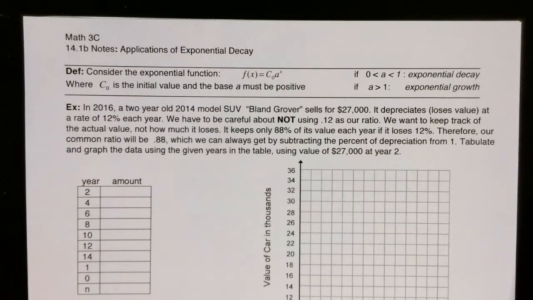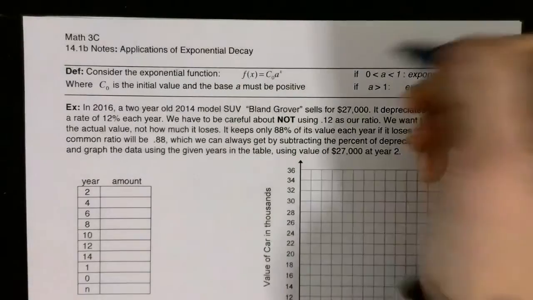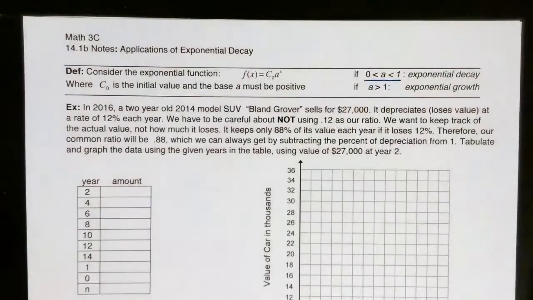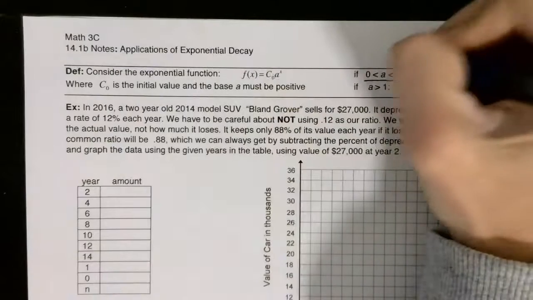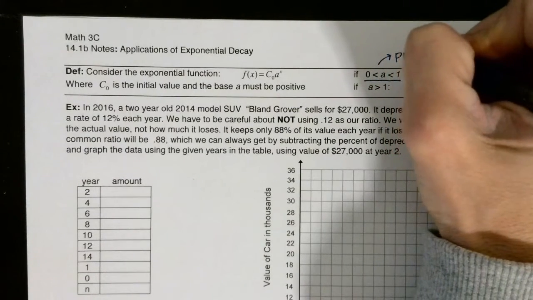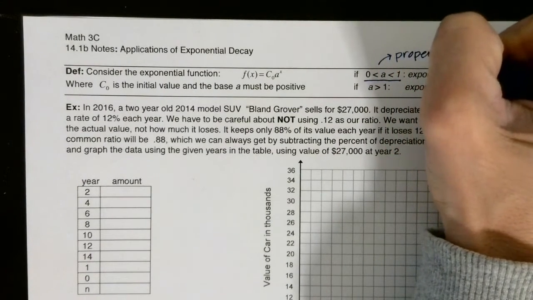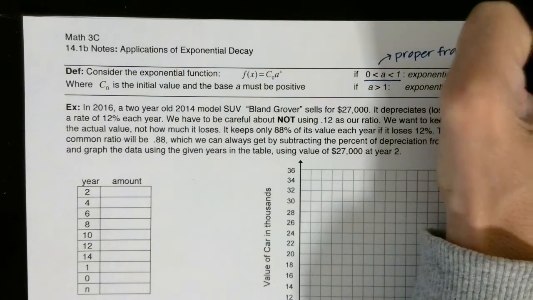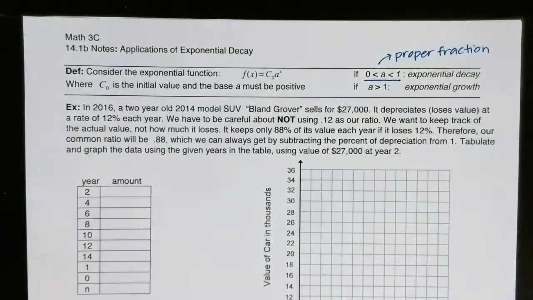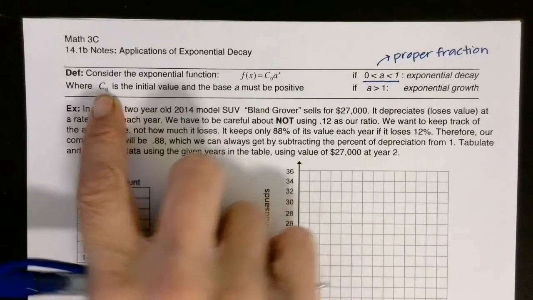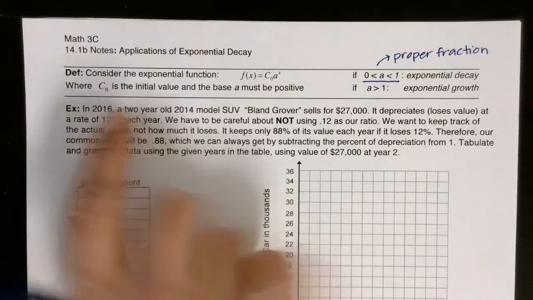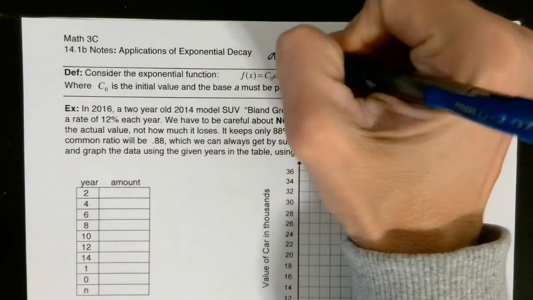Alrighty, today we're doing 14.1b, applications of exponential decay. It's similar to yesterday, except these things are declining instead of growing. Just recall that exponential decay has a common ratio that is a number between 0 and 1, so it's going to be a proper fraction. 1/2, 1/3, anything where the numerator is smaller than the denominator is a proper fraction. Again, the initial amount is the C naught, and A is equal to the common ratio.